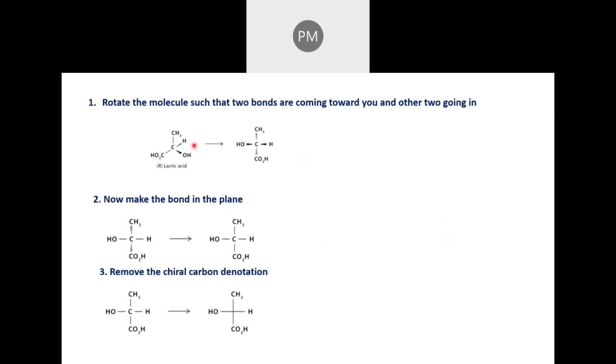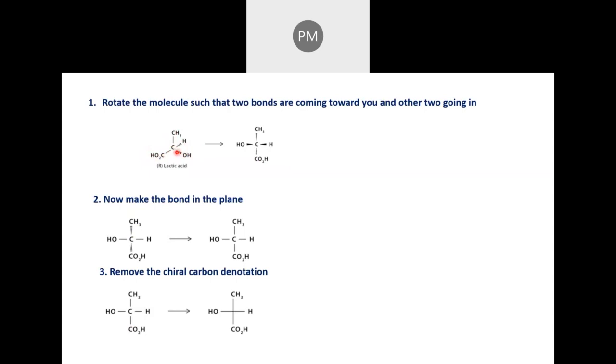So how do we convert the OH conformation to the Fischer conformation? To make the Fischer conformation, take a molecule like this, lactic acid. In lactic acid, the hydroxyl group and hydrogen are placed above and below the plane, and the methyl and carboxylic acid groups are in the plane. So we have to make the methyl and carboxylic acid go away from our side, so they will not be in the plane, they will be below the plane, and OH and H will be above the plane.